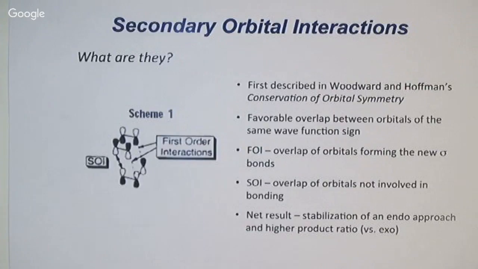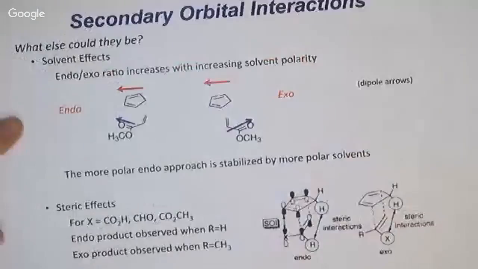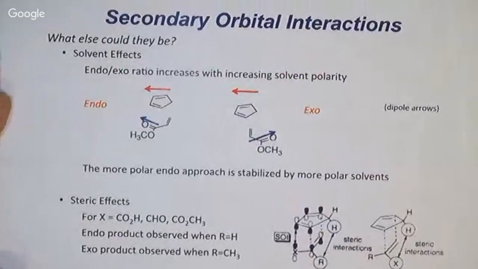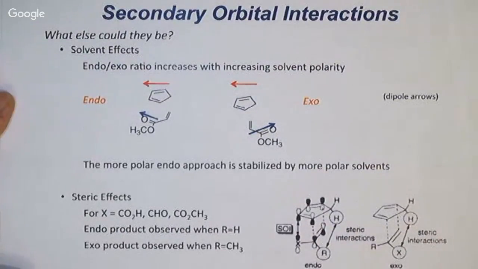But it turns out that that's not always true, and it's not always the case. And so the reference that's down here at the bottom, a research paper, comes up with a variety of other explanations for why it happens. So one of those options is that when you think about the polarity of the molecules themselves, the endo transition state is more polar.